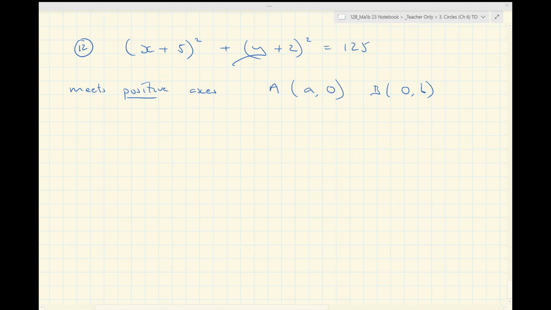Question 12. I've got the equation for a circle here, and I'm told it meets the positive axes at these points, and I'm asked to find the value of little a and little b. So let's start with part A here. Let's start with little a.